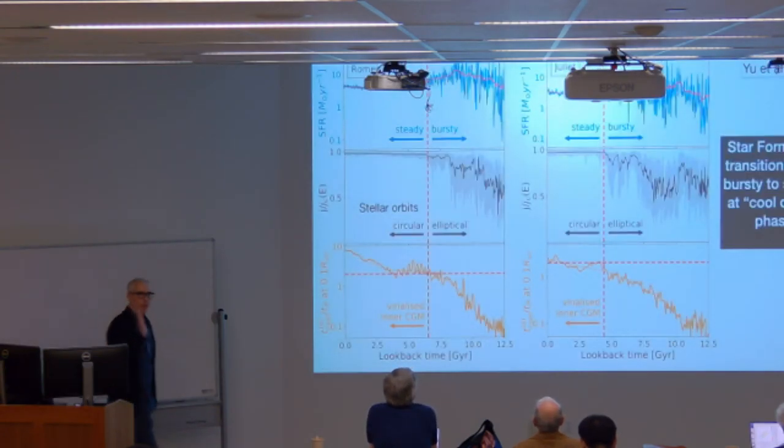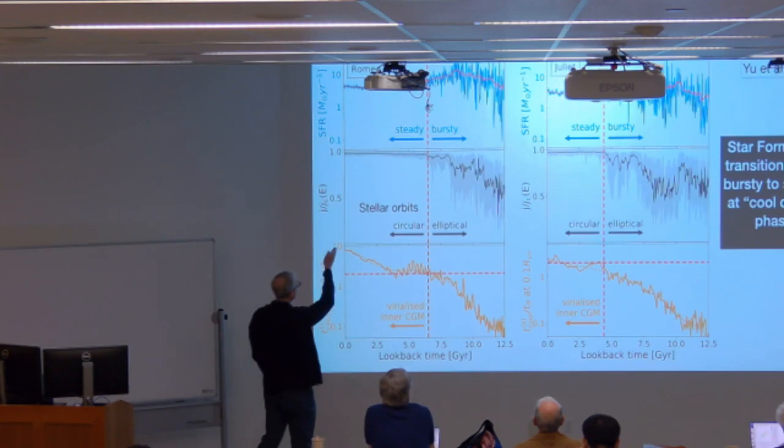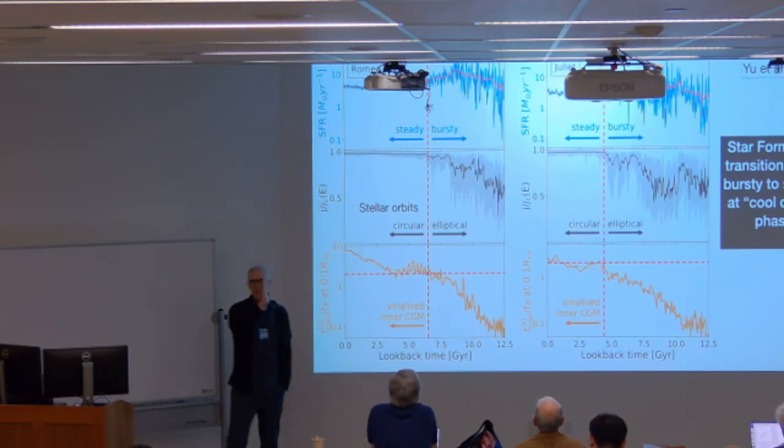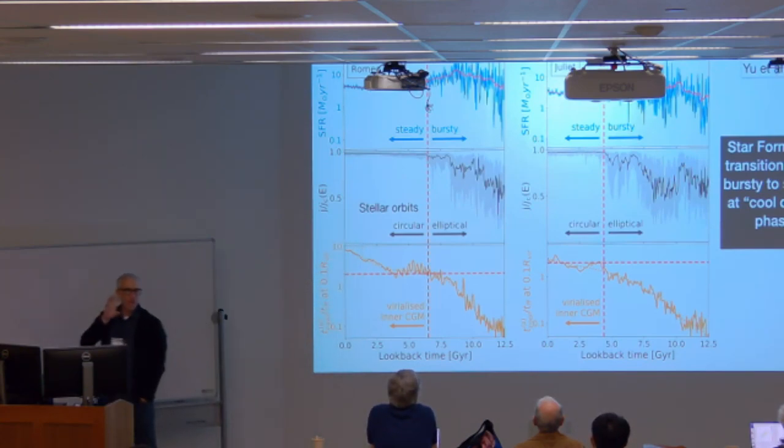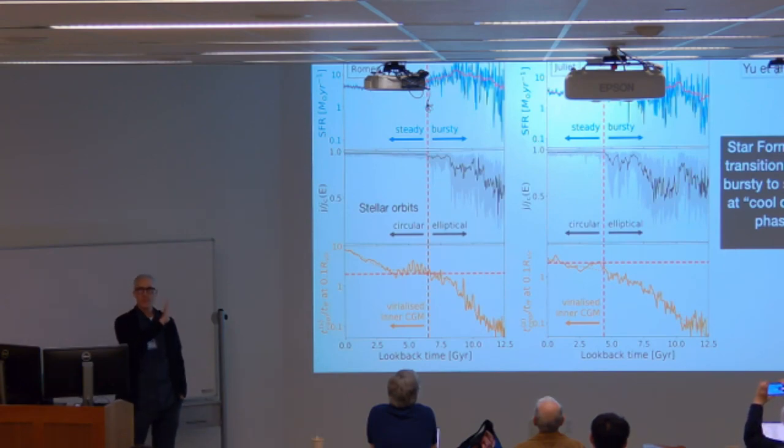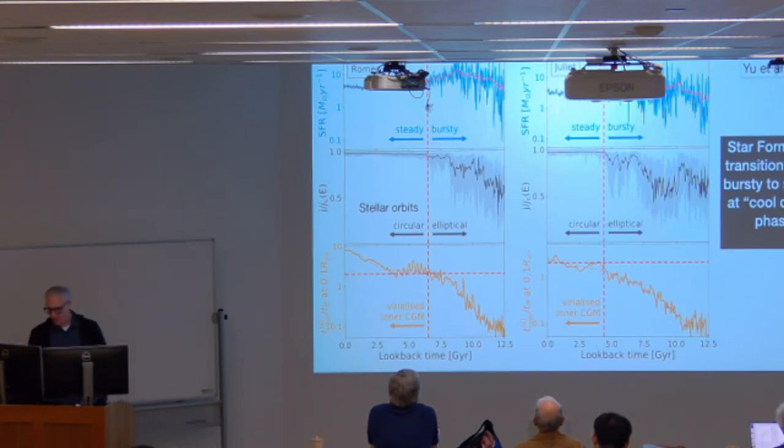Just to remind you what Claude-Andre already discussed, this is also the time when things go from bursty star formation to steady star formation. So a lot of interesting things are happening. Thin disk, steady; prior to thin disk, bursty. Bursty, chaotic, whether it's a disk or not, bursty prior to this phase.